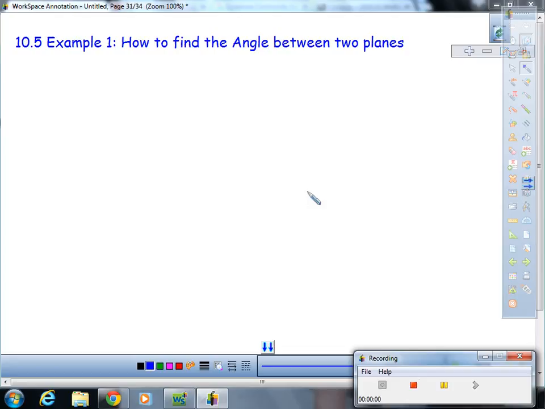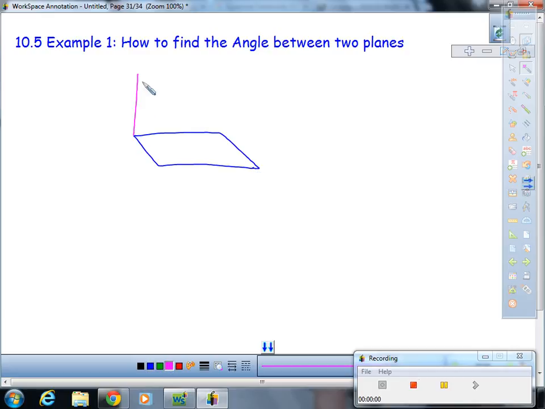All right, we're continuing in our lecture of 10-5, and we're going to talk about how to find the angle between two planes. So first, I'd like for you to imagine two planes that were orthogonal to each other. Okay, now, hopefully you understand that a plane is defined by the vector that's orthogonal to it. So let's think about this vector n.